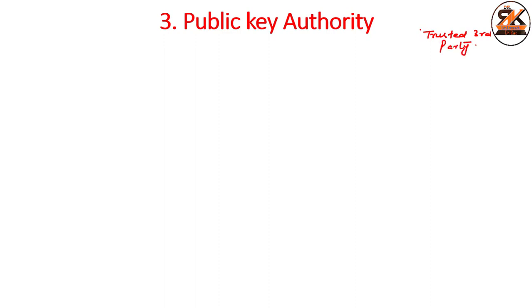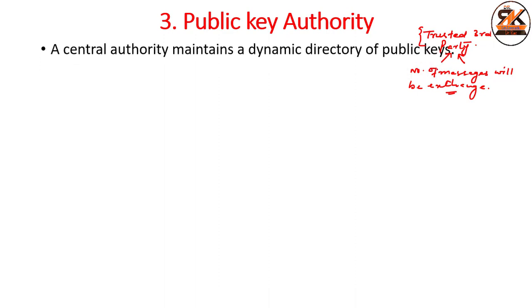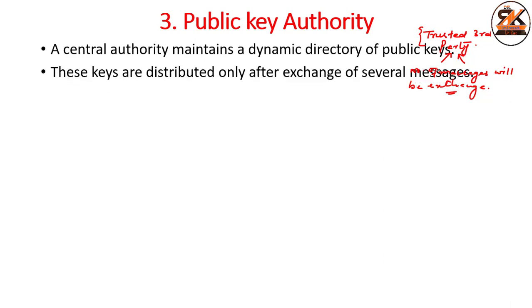But it is different from the previous approach in the sense that here, instead of having direct electronic access to this third party, we have to exchange a number of messages. So a number of messages will be exchanged between whom? Between the authority, the third party, and the participants. Here a central authority maintains a dynamic directory of the public keys, and these keys are distributed only after exchange of several messages.